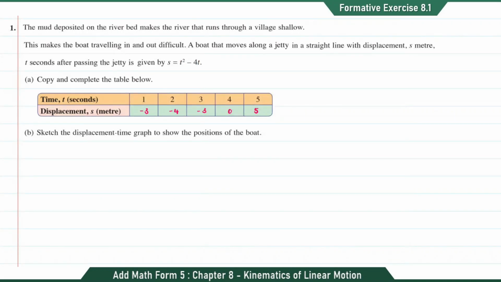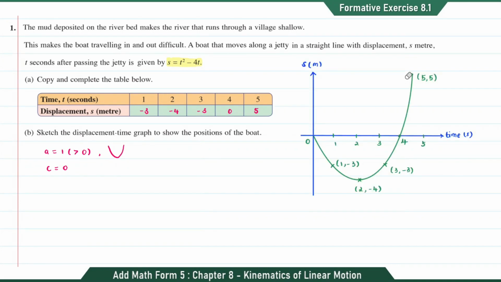Question B. Sketch the displacement-time graph to show the positions of the boat. Based on the displacement function, this is a quadratic graph with a equal to 1, which is greater than 0. Therefore, the shape will be a smiley one. Here, c is equal to 0. This means the graph will start at the origin. Using the information in the table, we can sketch the graph. And this will be the displacement-time graph of s equals t squared minus 4t.